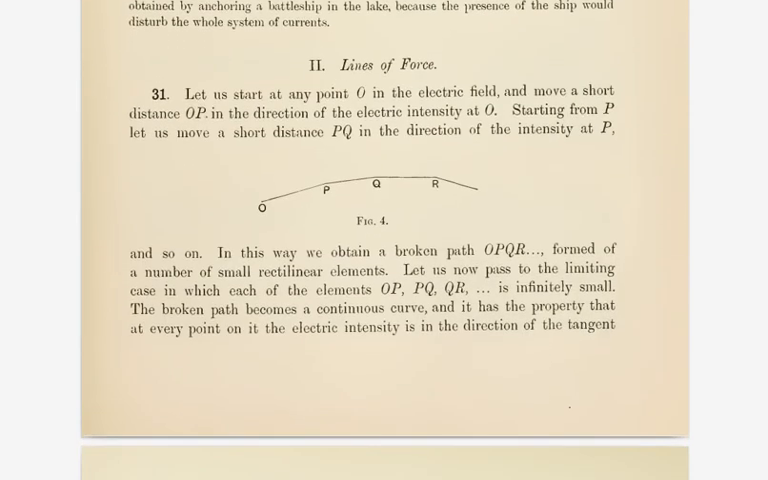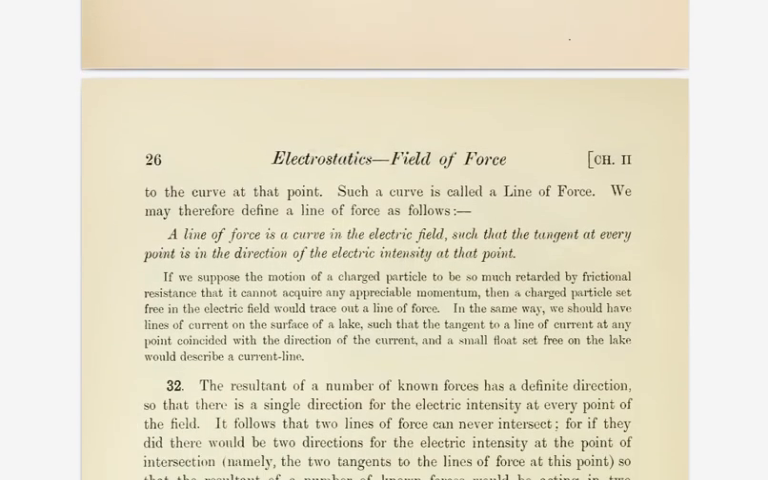Lines of force. 31. Let us start at any point O in the electric field, and move a short distance OP, in the direction of the electric intensity at O. Starting from P, let us move a short distance PQ in the direction of the intensity at P, and so on. In this way we obtain a broken path OPQR, formed of a number of small rectilinear elements. Let us now pass to the limiting case in which each of the elements OP, PQ, QR, is infinitely small. The broken path becomes a continuous curve, and it has the property that at every point on it the electric intensity is in the direction of the tangent to the curve at that point.